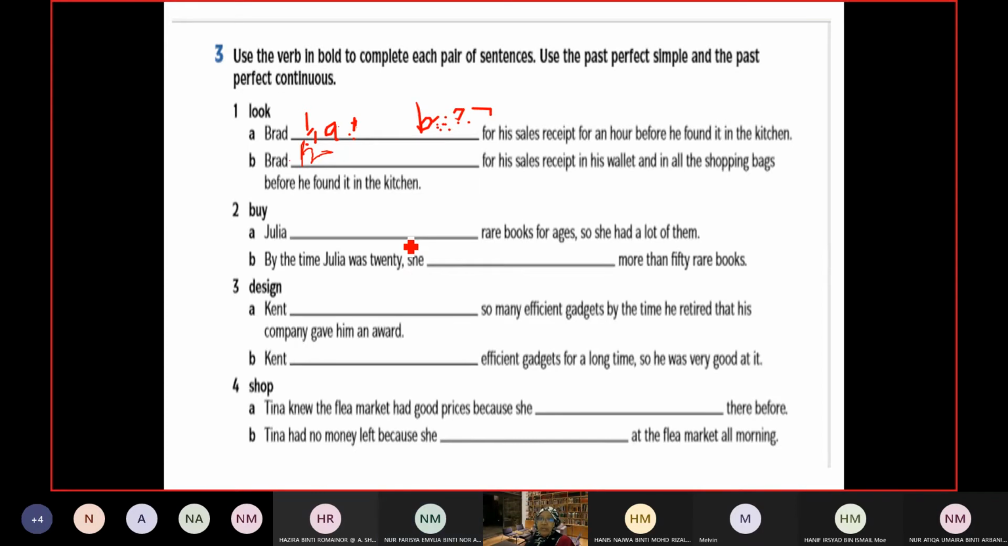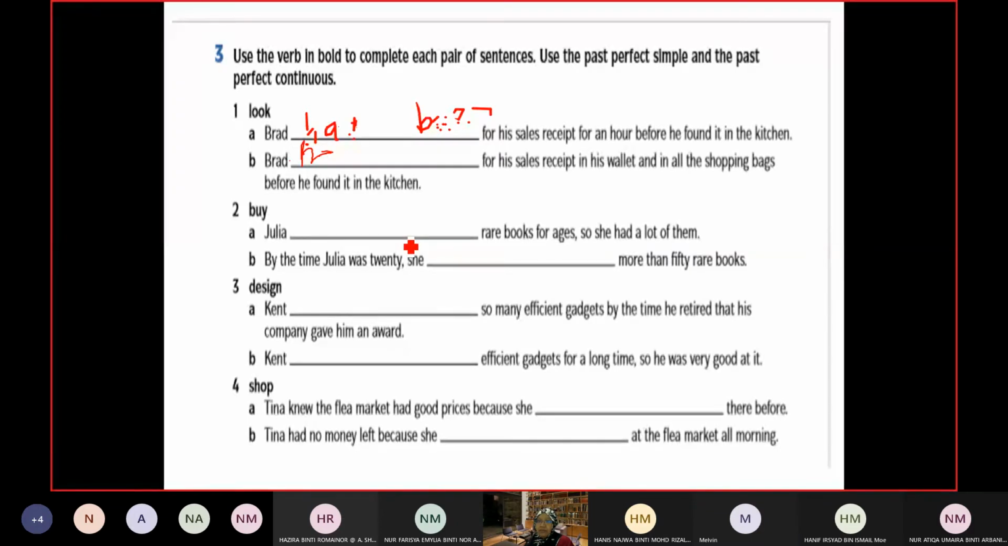All right. The 2A. Julia had been buying. All right. When you use been, the verb you have to put ing. So Julia had been buying rare books for ages. Maksudnya for ages tu satu jangka waktu yang lama. So she had a lot of them. All right. B. By the time Julia was 20, she had, what is past participle for buy? Bought. Yes, good. Bought. B-O-U-G-H-T. She had bought more than 50 rare books.